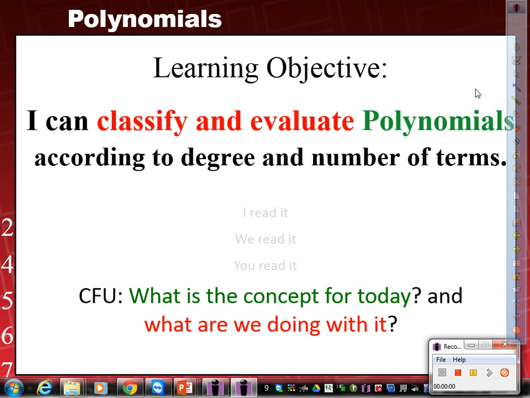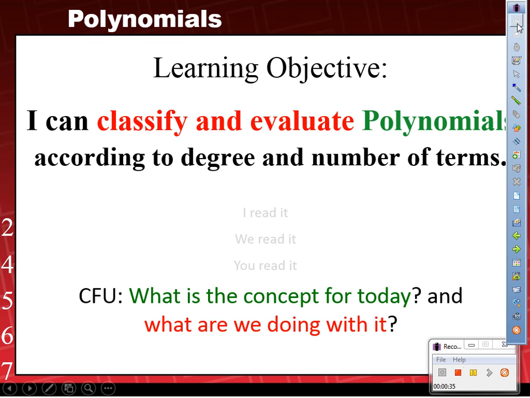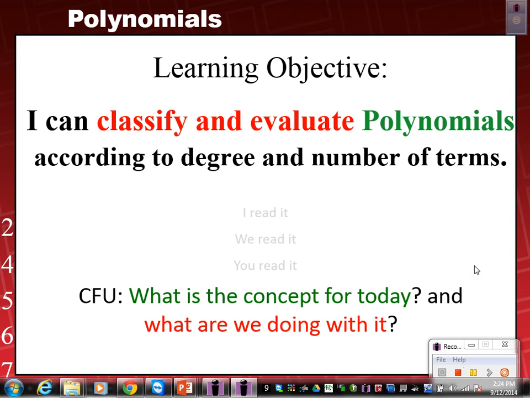So today we start a new concept. That's why you do need your Frayer model. And what would be the concept for today? Tell your neighbor, please. Very good. The concept is polynomials. Polynomials. That's what goes in the center of your Frayer model, yes? Okay. So you write down your objective at the bottom left.